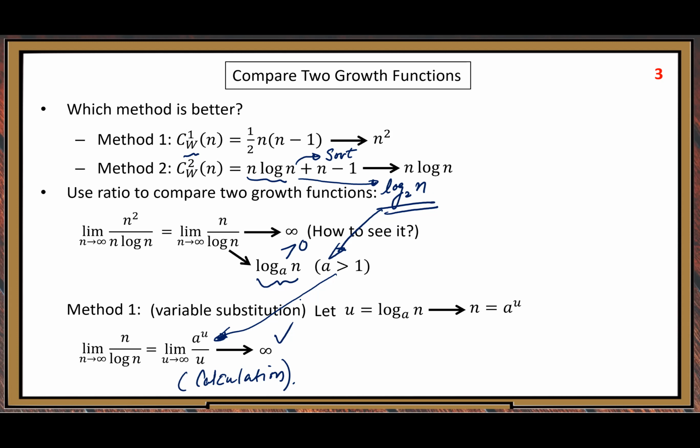Here we make our conclusion based on this property. An exponential function dominates any polynomial. Everybody knows this fact. We can prove it, later I can prove it. Okay, that's method 1.